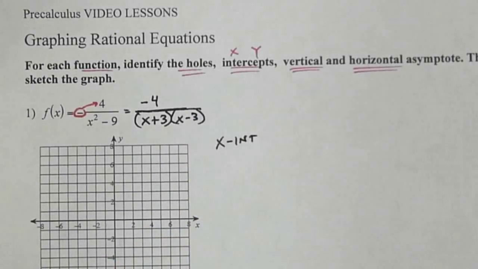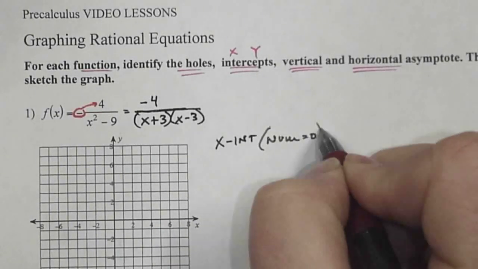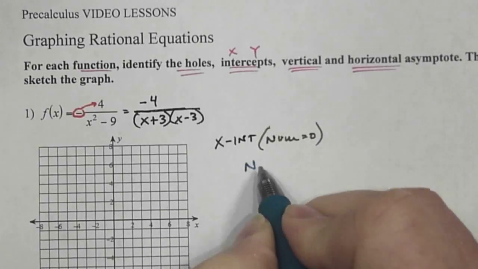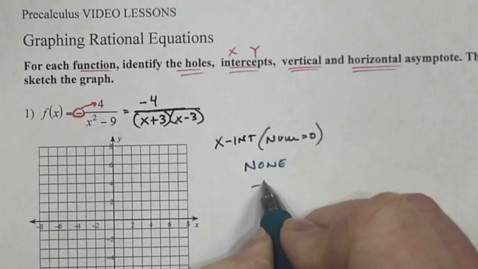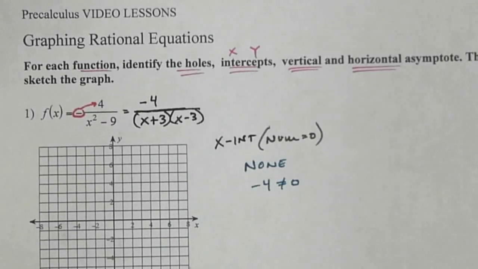X-intercept. X-intercept is when the numerator equals 0. Will the numerator equal 0? No. Negative 4 cannot be 0. There's no x-intercept.